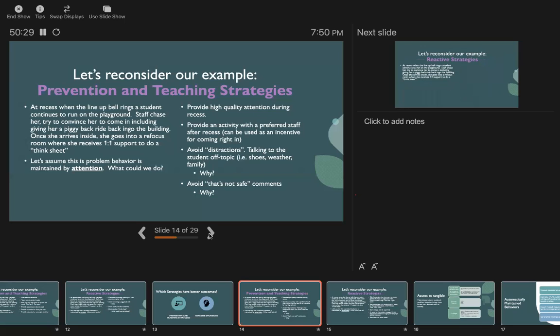Also, the famous "that's not safe" comments. If a student's maintained by attention, saying that's not safe is likely counterproductive. They're seeing that their behavior is getting a reaction out of you. Additionally, what I tell the teachers that I work with all the time, and it's common that I hear "that's not safe," is that in all the times I've seen kids in escalation and all the times I've heard people say that, never has a student said, "Oh, it isn't," and stopped. So it may be maintaining problem behavior, and it's certainly not helping.